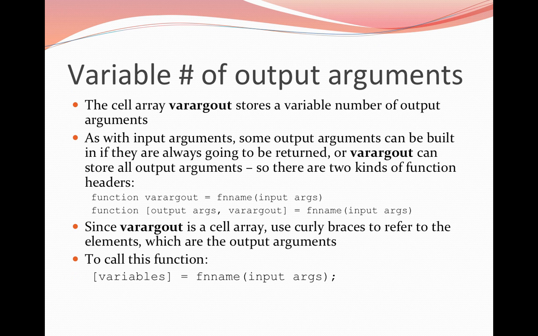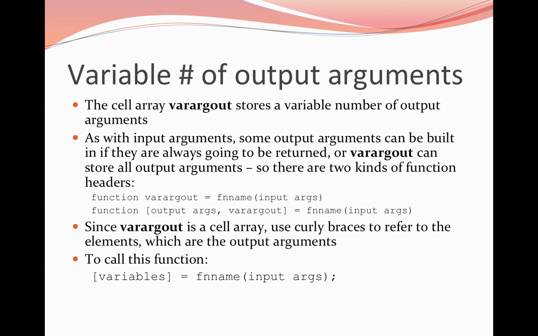You can also have a variable number of output arguments, and the cell array var_argout stores the variable number of output arguments. So as with input arguments, sometimes you know you're always going to have output arguments, so you can build those in, or you can have var_argout store all of the output arguments. So in other words, everything that the function is going to return. So again, there are two different kinds of function headers. You could just have var_argout to store all of the values that the function returns, or if you know you're always going to return some things, you can build in those output arguments and then have var_argout store anything else that the function is going to return.